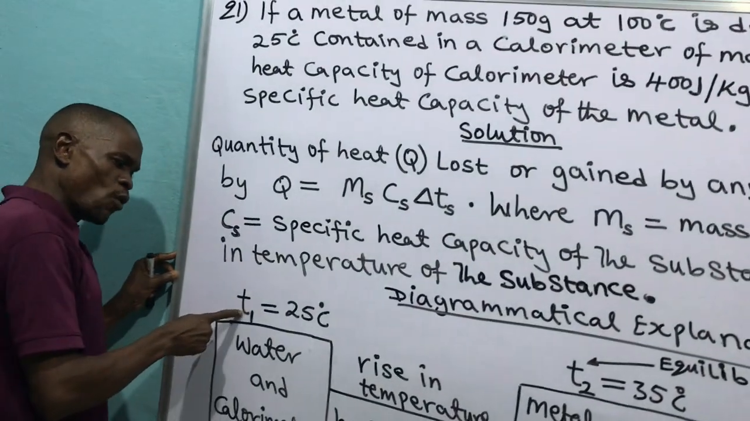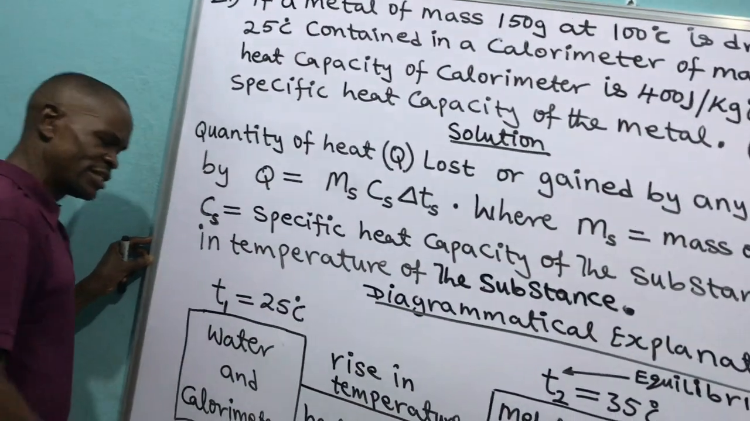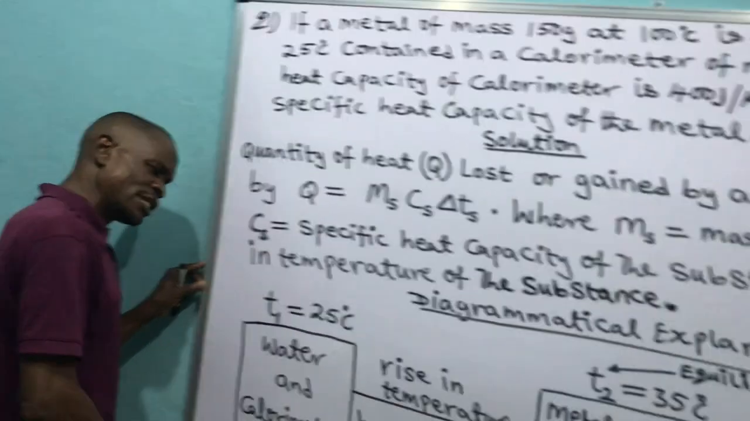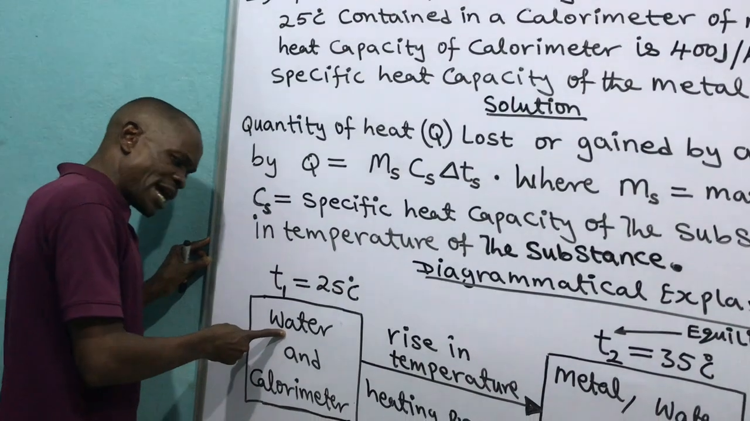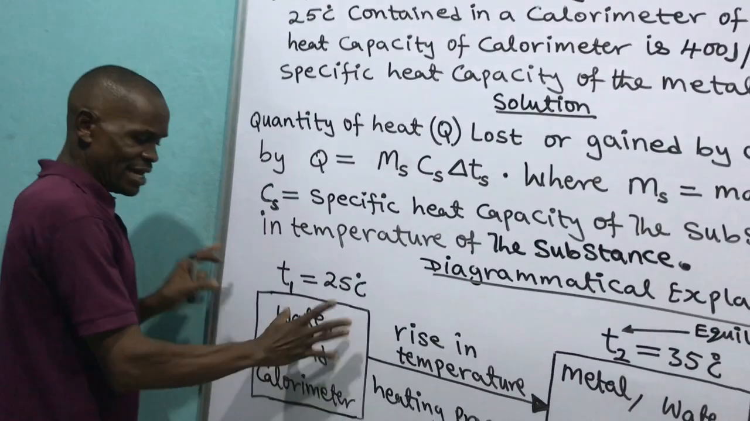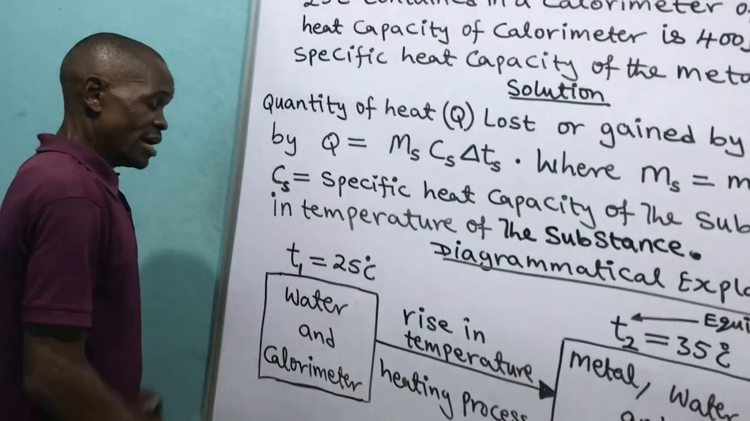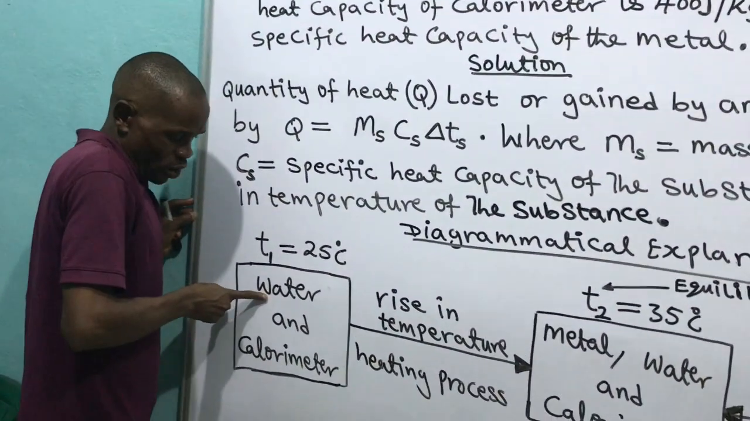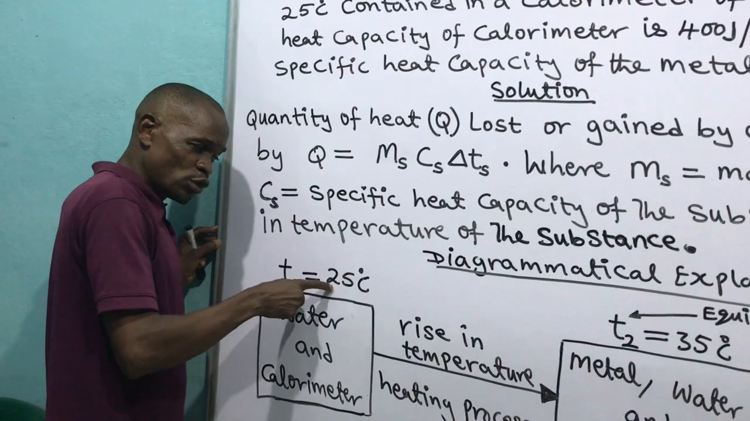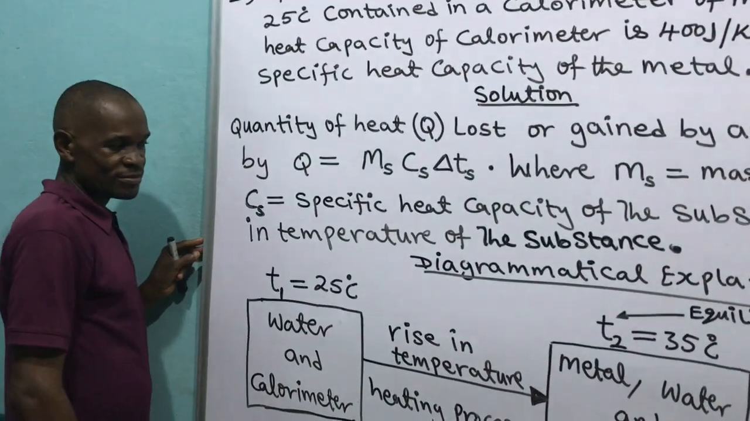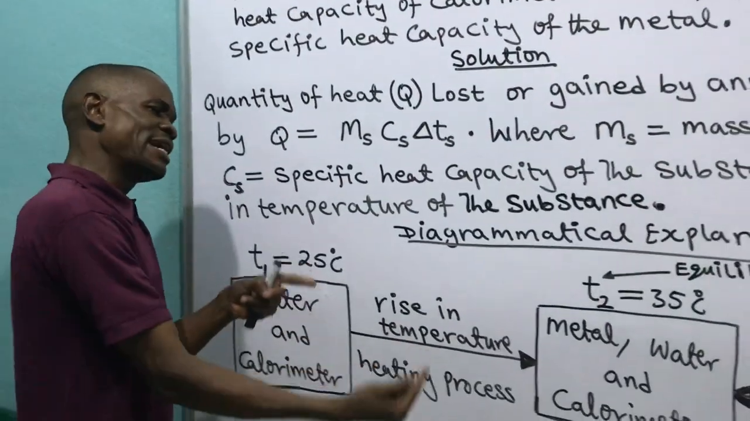I said T1 is equal to 25 degrees centigrade. And what is that T1? The temperature of the water and the temperature of the calorimeter. They are inside the vessel. Look at the vessel here. The vessel contains the water and the calorimeter at 25 degrees centigrade.